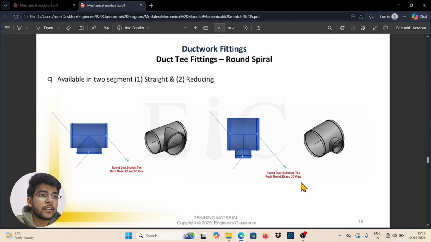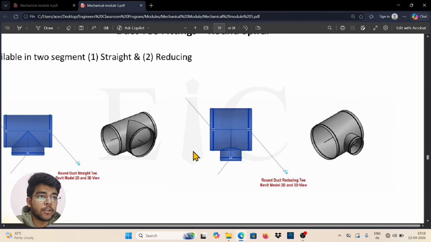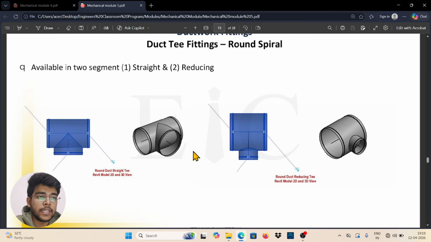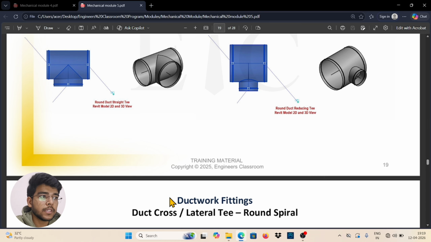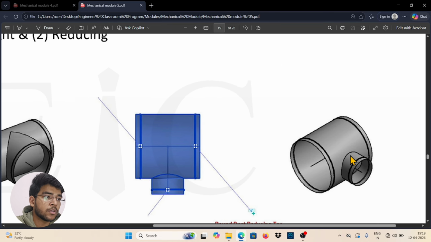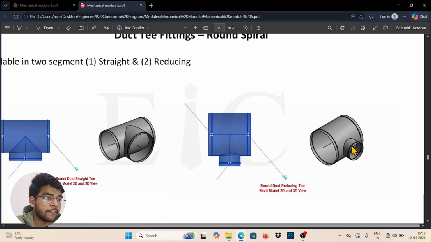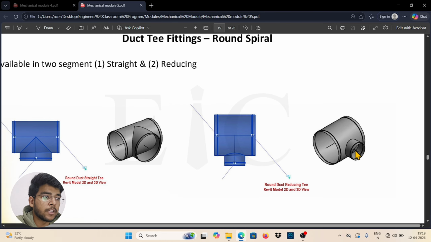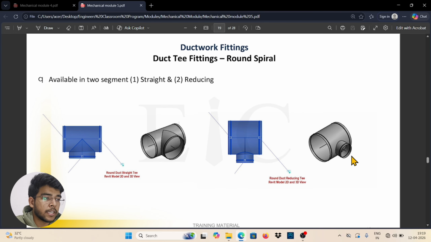Now duct T fitting. T fitting is something which has three mouths. You can see here it has three connections. You can connect one from here, one from here, and one from here. It is actually T in shape also. So it is T fittings. It can be used as a straight also. It can be used as a reducer also. When you have to supply less CFM as compared to this mouth, you can connect a lesser diameter mouth from here and make the connection accordingly.